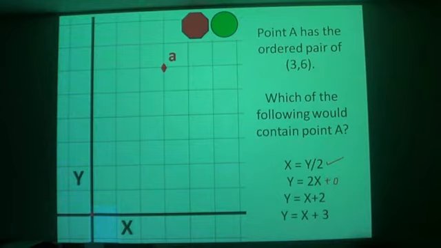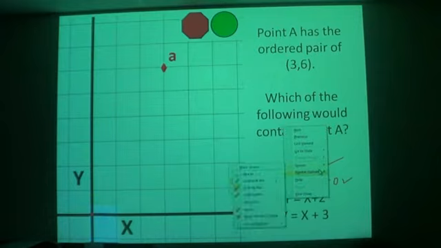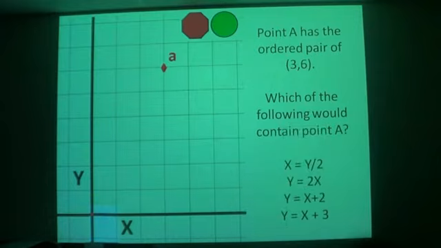And this checks. Yes. Now we look at y equals x plus 2. Let's get rid of some of this. Y equals x plus 2. All right, our slope is 1. Our y-intercept is where y is 2.